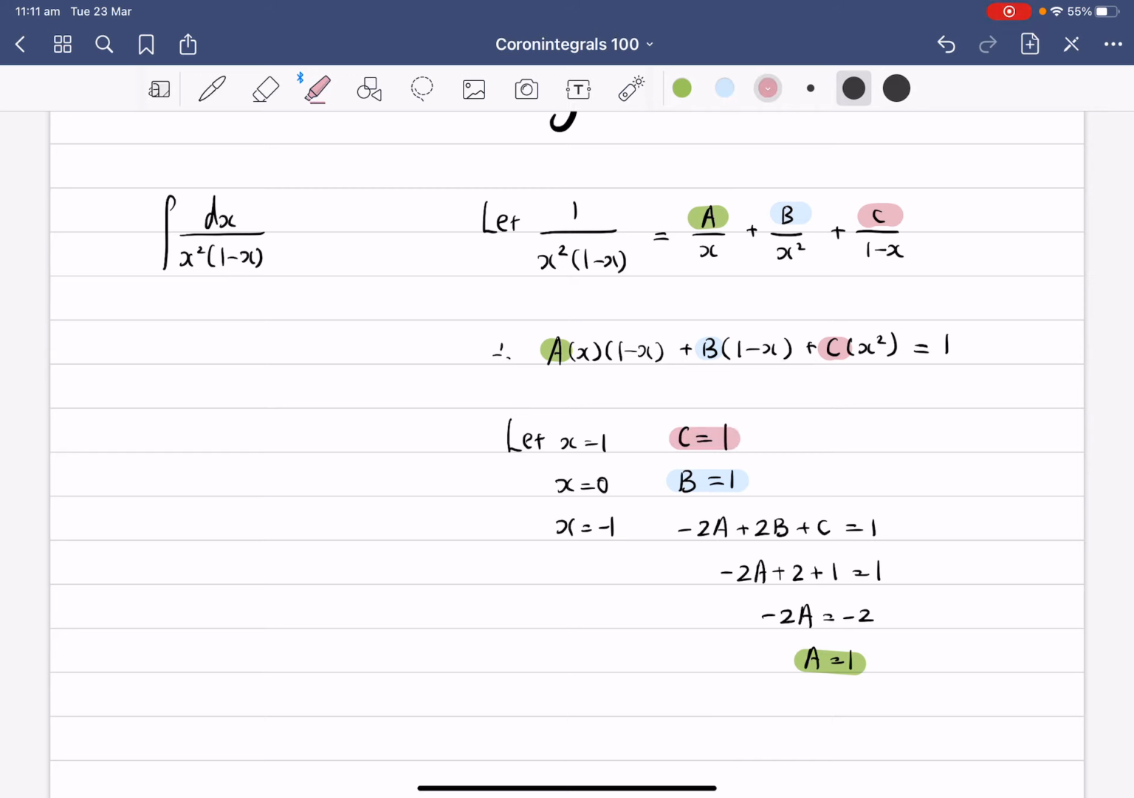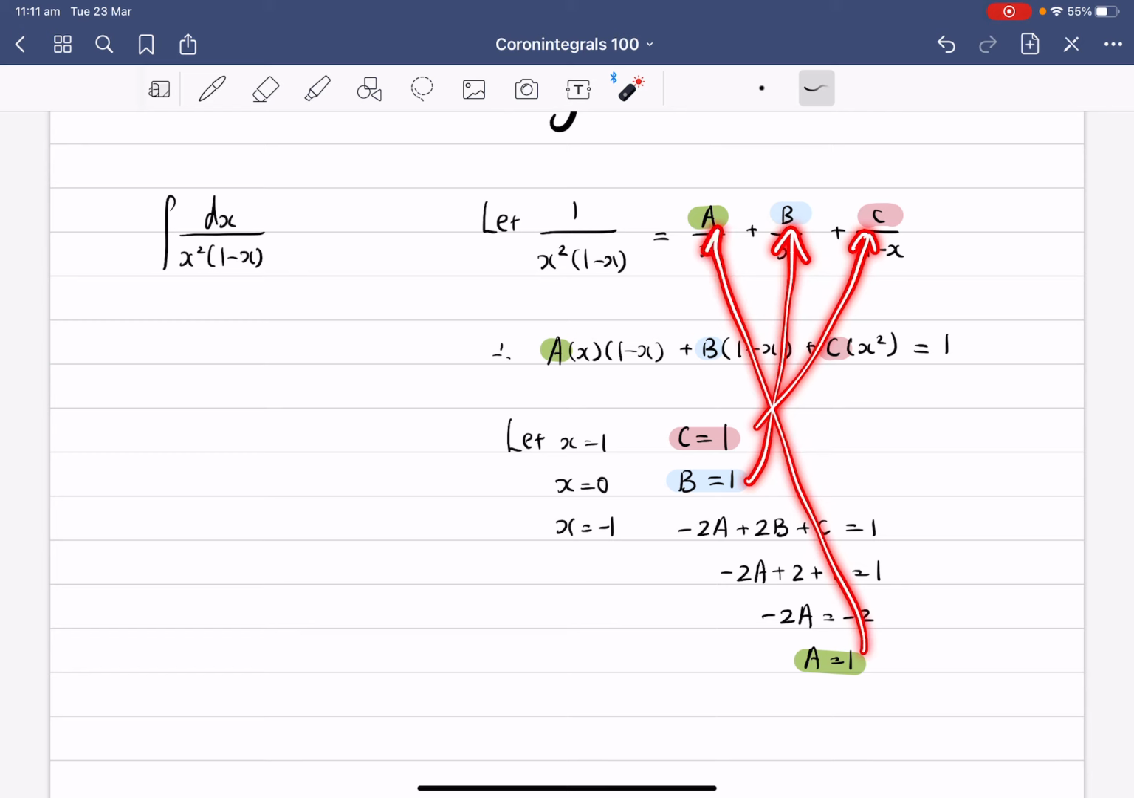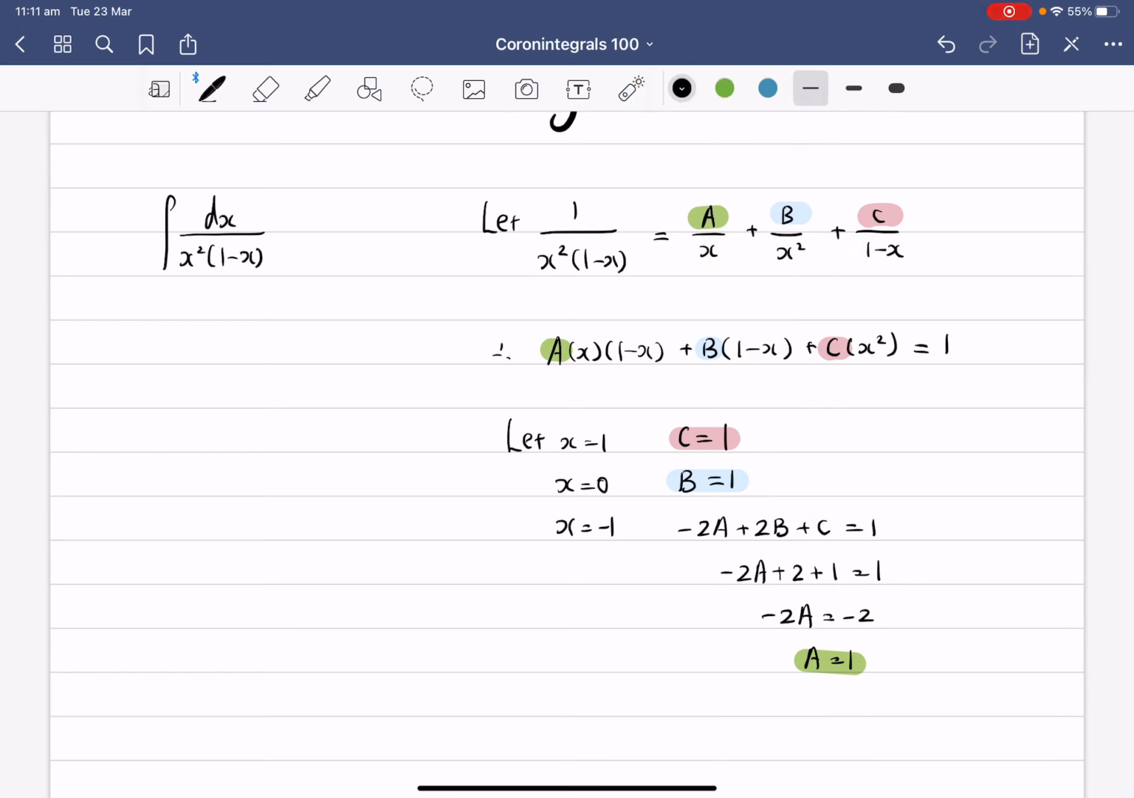Now we can just substitute these values back into the fractions we have in the previous fraction, and we should be able to do the integration from there. So we integrate 1 over x, plus 1 over x squared, plus 1 over 1 minus x dx. Oh, they're all equal to 1. All right, so that should be really easy.